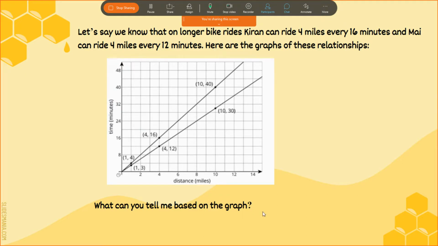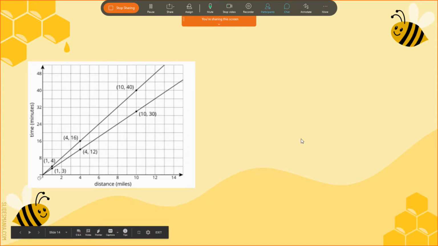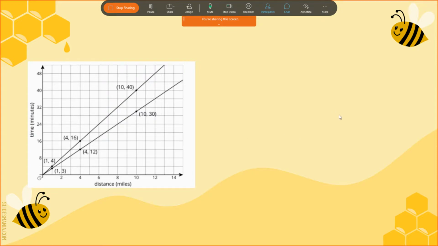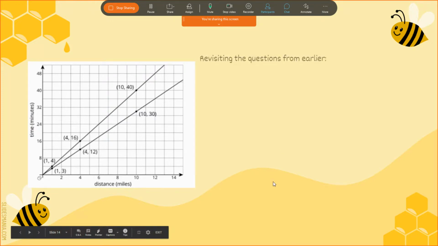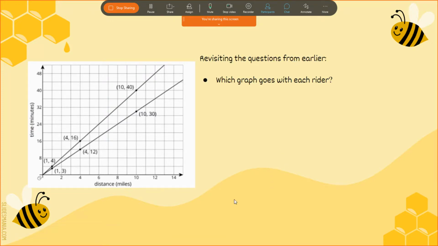All right, so now that you've looked at the graph, you should be able to draw a few conjectures. You should be able to answer those questions now that we couldn't answer before. So let's revisit those questions. So here's our first one. Which graph goes with which rider?